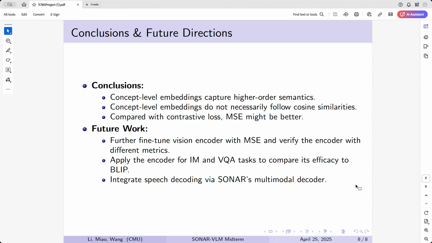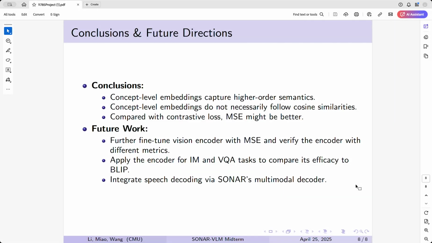Okay, so for conclusion and final direction, concept-level or sentence-level embeddings can capture higher-order semantics. It does not necessarily follow cosine similarity. And compared to contrastive loss, MSE worked better.